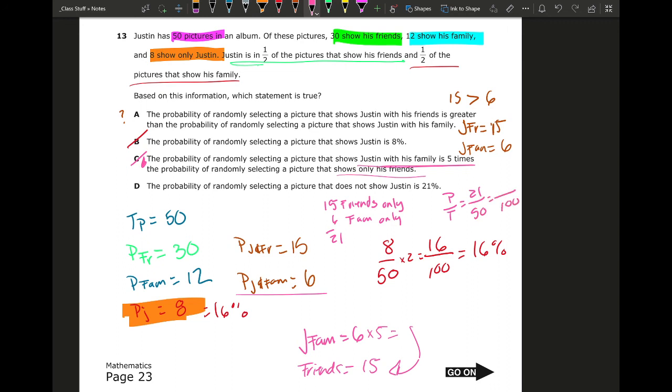100 right there, right? So if I multiply this times 2, I get 42%. This is not 42%. So no, my answer has to be A. A lot of thinking, guys. A lot of thinking and going back and forth.